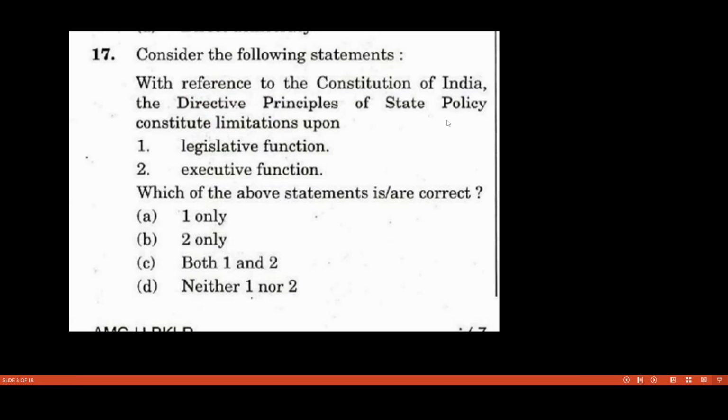Let's move on. With reference to the Constitution of India, the directive principles constitute limitations upon: legislative function or executive function? Basically, when it is set in the Constitution of India, these are the directives that are given. Whenever you are framing a legislation, the Constitution is saying that you are directed to do this way and that way. And if you see, the directive principles of state policy are not justiciable, so they are not limiting the legislative and executive function. What they are doing is giving a direction, pointing towards a direction.